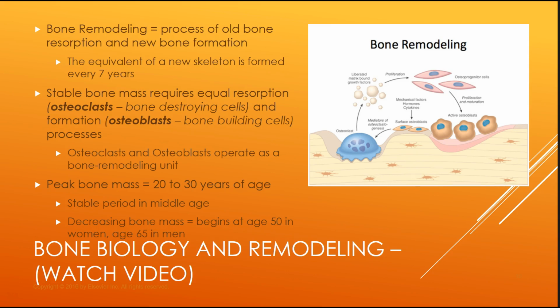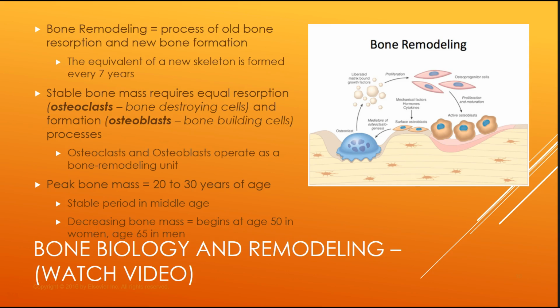So osteoclasts are the bone destroying cells, and the osteoblasts are the bone building cells. Okay, and this process is constantly going on in different parts of your skeleton all of the time. Like I said, the stable ones will equal the resorption and the formation. So the osteoclasts and the osteoblasts operate as a bone remodeling unit.